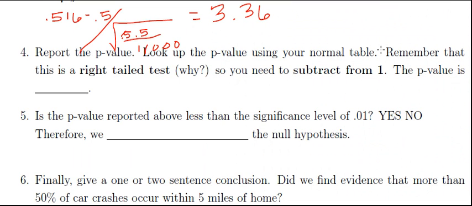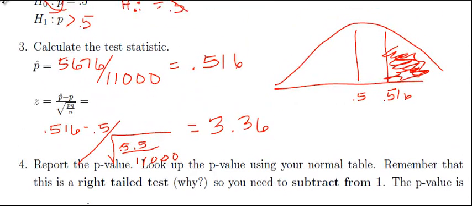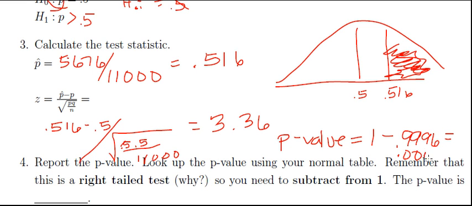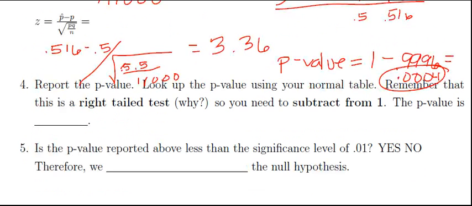But I want the area to the right, and so I take that and I subtract that from 1. Okay, because remember we shaded in the area to the right, and so that p-value is going to be equal to 1 minus 0.9996. And that's equal to 0.0004. And that's the p-value. So that's what I'm asking for here.